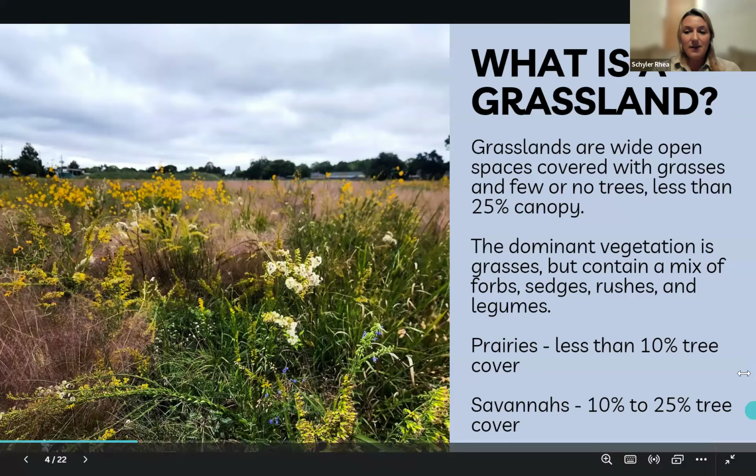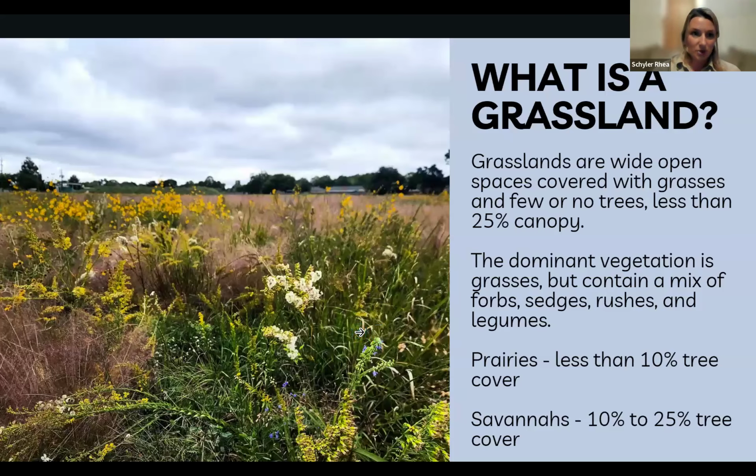Prairies typically have less than 10% cover when it comes to tree canopies. And savannas have about 10 to 25% of a tree canopy cover. So a lot of times you'll hear people refer to grasslands as prairies and savannas. They are both grassland habitats, just differ a little bit as far as what the tree canopy cover looks like.